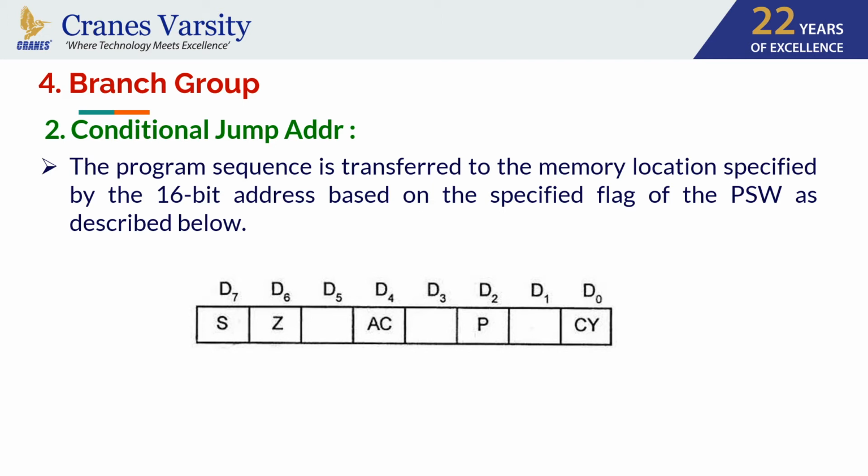Similarly, D2 is the parity bit. Parity means if the number of ones is even, then the parity bit is set. Then we can provide a conditional jump instruction called JP, and similarly jump on no parity. Similarly, Z stands for zero. I can provide the instruction JZ when a zero condition exists. Similarly, when there is a negative number, I can provide a conditional jump on negative and jump on non-negative.